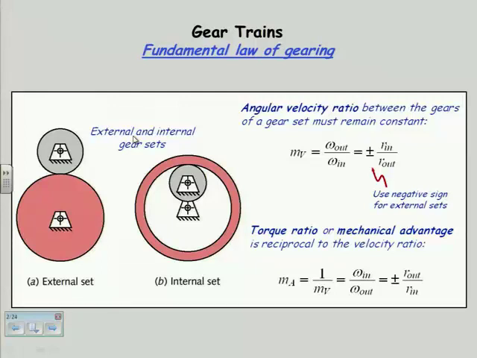So that means that their gear ratio, which is the m sub v velocity ratio that you see in the upper right, defined as the output speed over the input speed, omega out over omega in, would be negative for an external set and positive for an internal set. And you can also express it as the ratio of the radii or the diameters, or as we'll see in a bit, numbers of teeth as well.